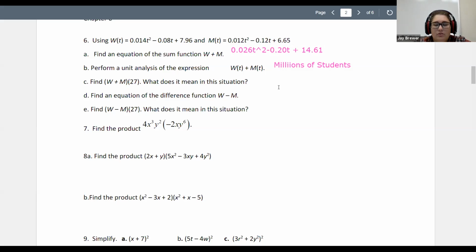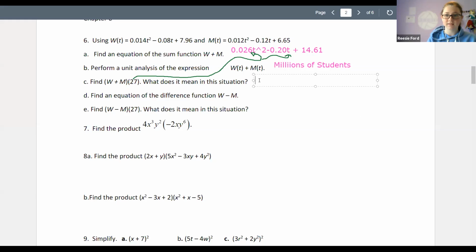All right. So if we plug in, does anyone know what we would get? They're asking for w plus m, that function, so what I just typed up top, and they want you to plug in 27. So you're plugging 27 into here and into here. And once someone gets an answer, let me know. Would it be 28.16? Yes. Very good.